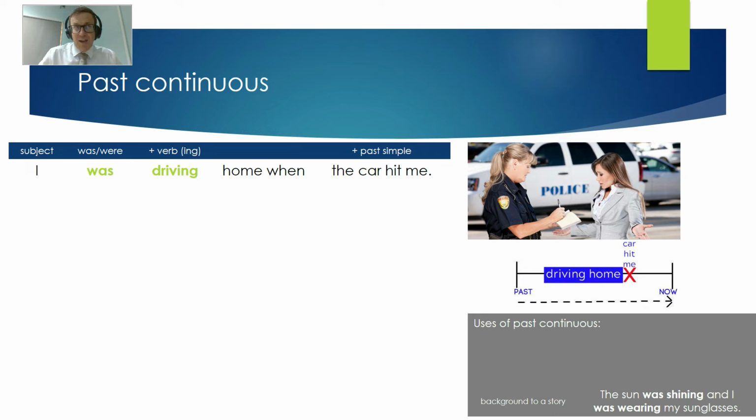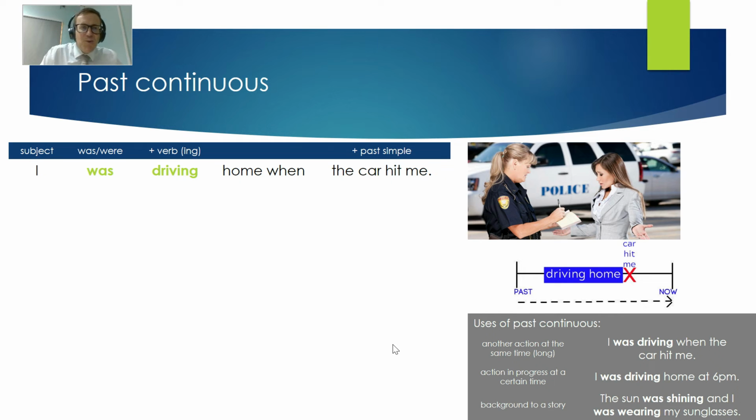And then another way of using the past continuous is the background to a story. The sun was shining and I was wearing my glasses. Now those two things happened together, but one didn't stop the other, and it just describes the things that are happening at the start of a story.